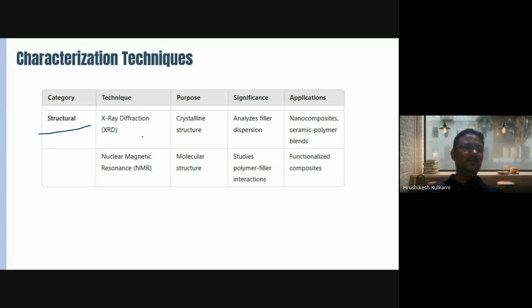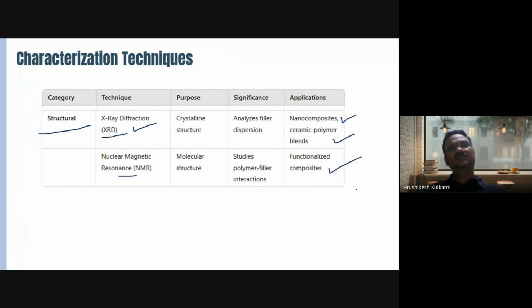Again, these are very popular. Even I have seen that an X-ray diffraction machine is available in Solapur University. Solapur University and Shivaji University have this X-ray diffraction machine, with some payment or maybe free of cost based on your relation with the university. Then NMR, nuclear magnetic resonance. These again are used in nanocomposites, ceramic polymer composites and functionalized composites.